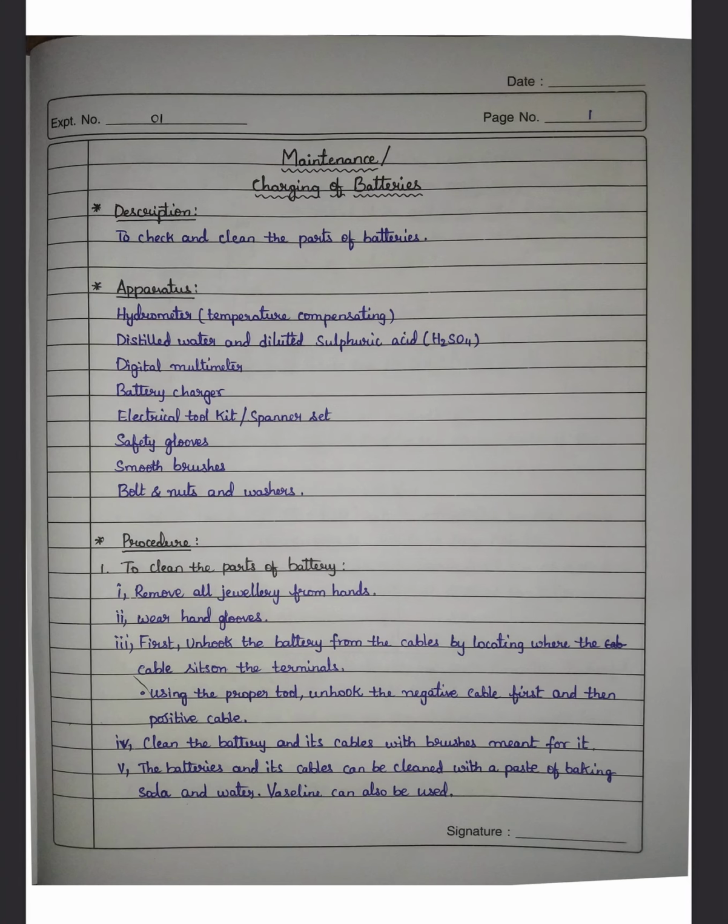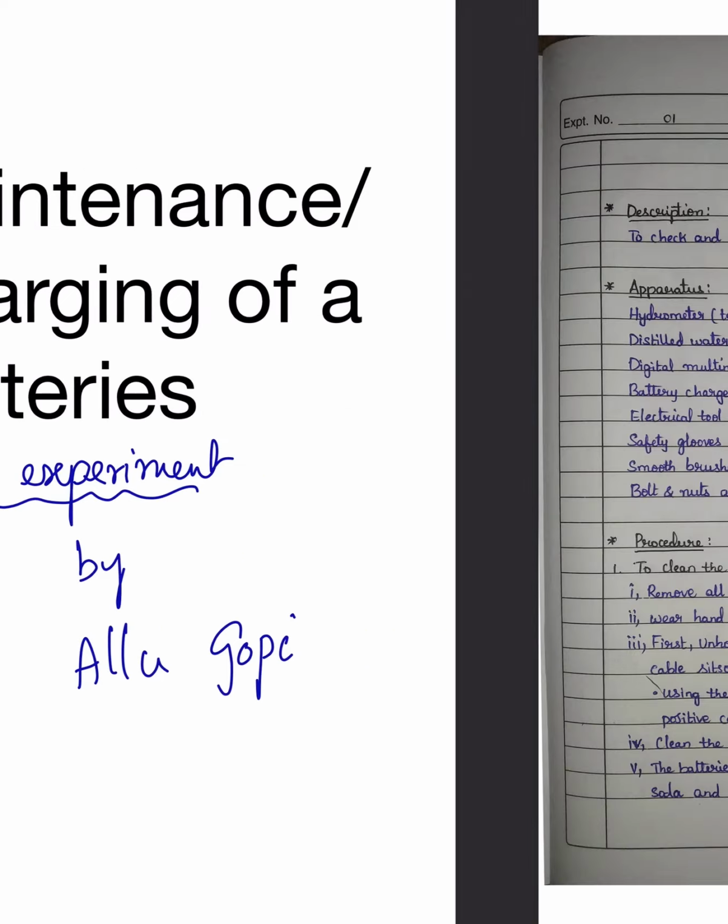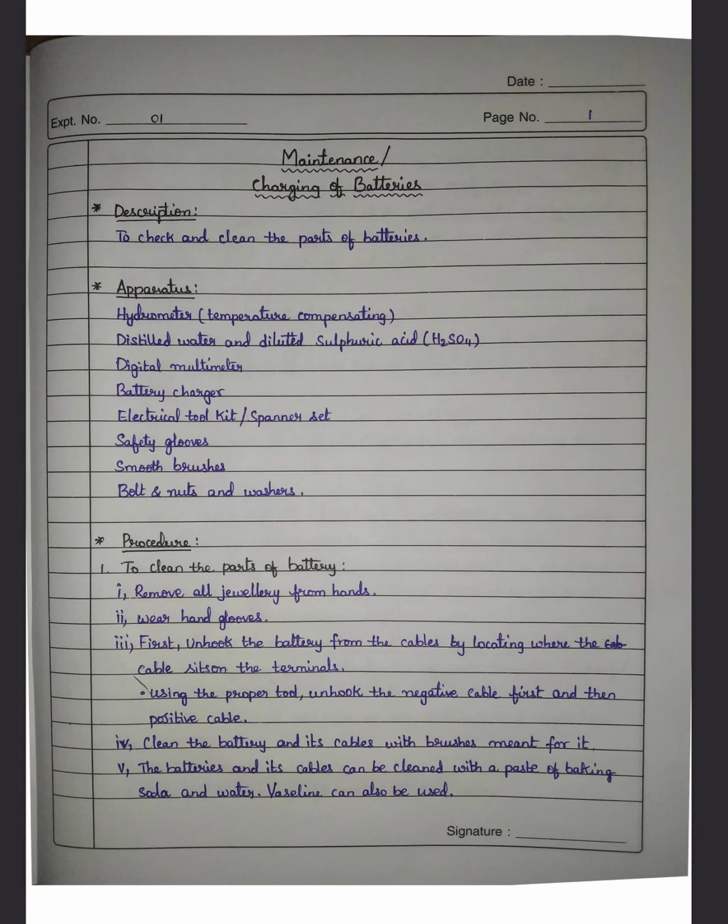Now see, this is a lab topic, a lab experiment. The topic is maintenance or charging of a battery. That is the description. What are the apparatus required, especially for batteries? First is a hydrometer. Second is distilled water, pure water, and diluted H2SO4.